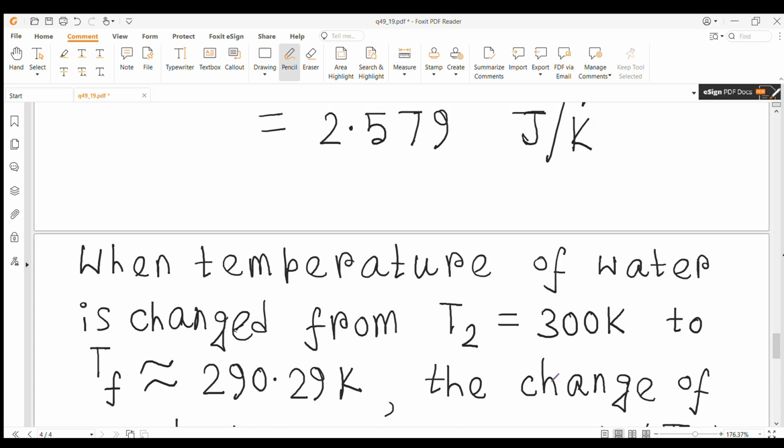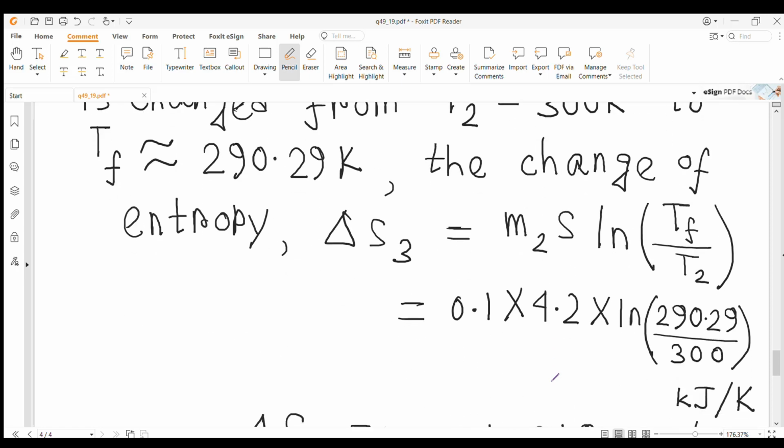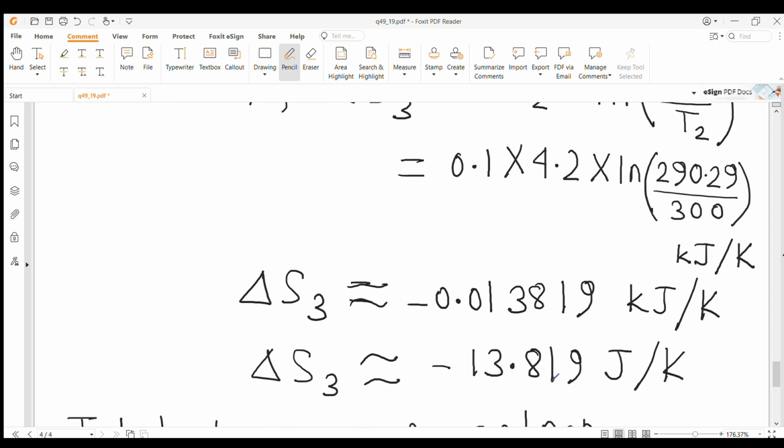When the temperature of water is changed from T2 equal to 300 Kelvin to Tf equal to 290.29 Kelvin, then the change of entropy delta S3 is equal to m2 s log Tf by T2. Putting the values of m2, s, Tf and T2, and after doing some simplification, we obtain that delta S3 is equal to minus 0.013819 kilojoule per Kelvin. This can also be written as minus 13.819 joule per Kelvin.